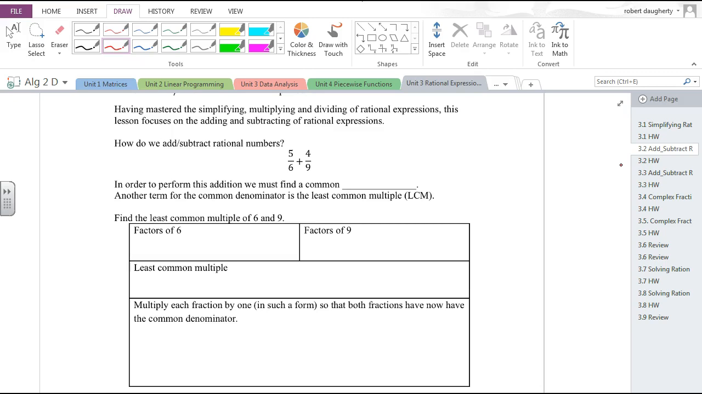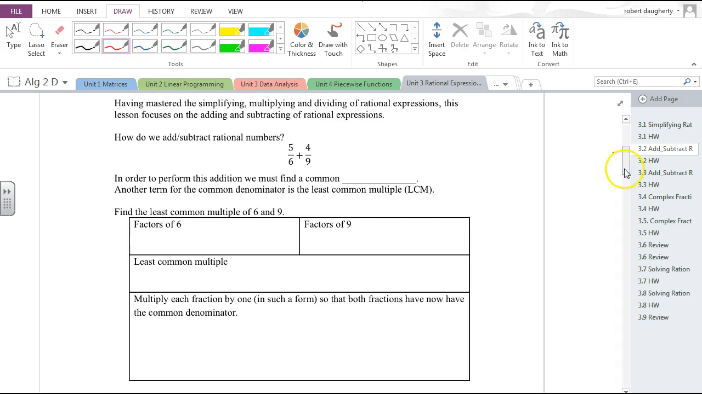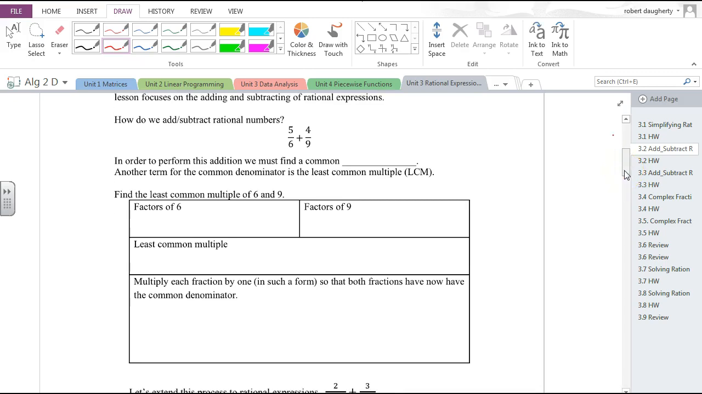Okay? So let's go back to middle school. How do we add and subtract rational numbers? So how do we add 5/6 plus 4/9? In order to do this, we have to find a what? Common denominator. So we must find a common denominator. Another word for the common denominator is the least common multiple. Okay, so it's the smallest number that is a multiple of 6 and 9.